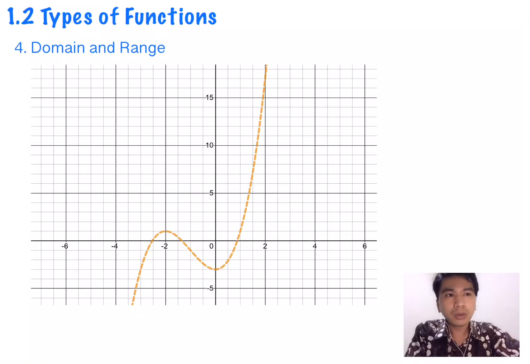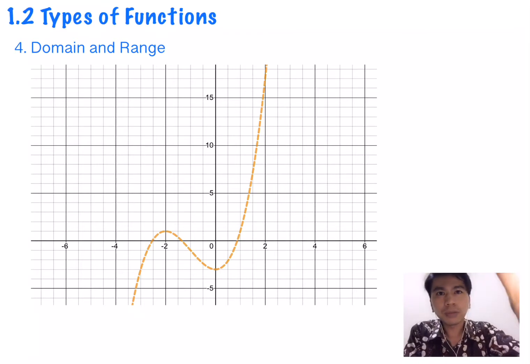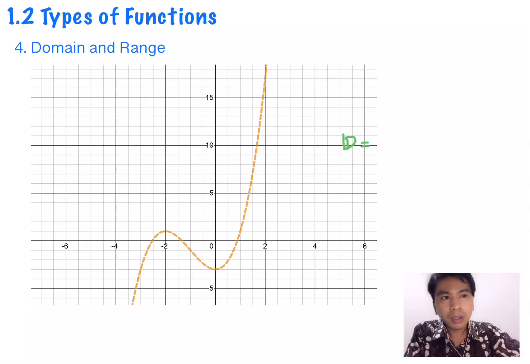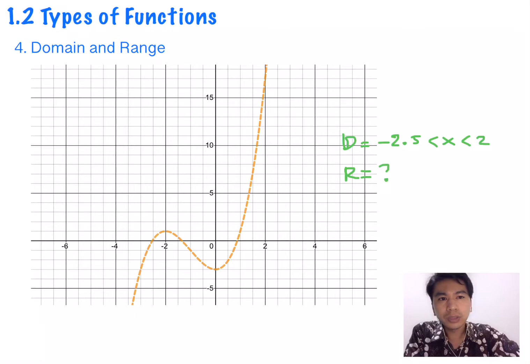Okay, we come to the end, which is the domain and the range. If I set the domain from negative 2.5 up to x equal to 2, then what is the range? That is the question. So to locate the range, we have to know the domain. The domain starts from negative 2.5. So let's say that this is negative 2.5, and it goes up until 2. So I'm going to highlight this part.